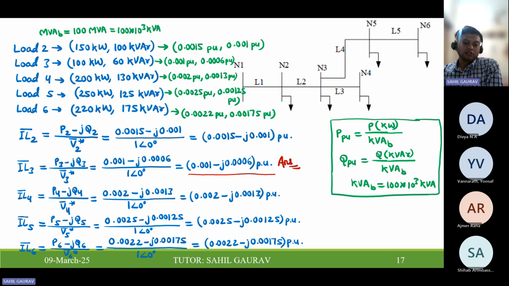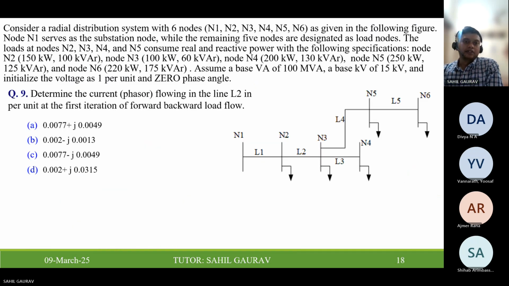I hope you all noted down this load current at different nodes. Now let us see the 9th problem. The data is the same for this problem also, but here you need to find the line current. You need to find the current flowing in the line L2 in per unit at the first iteration of forward backward load flow.